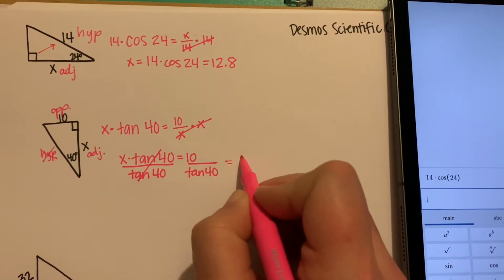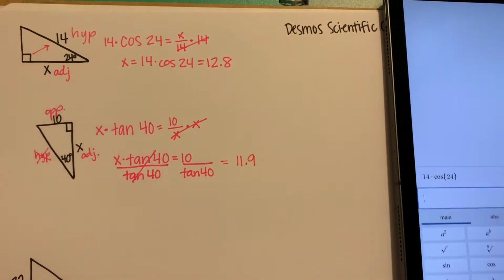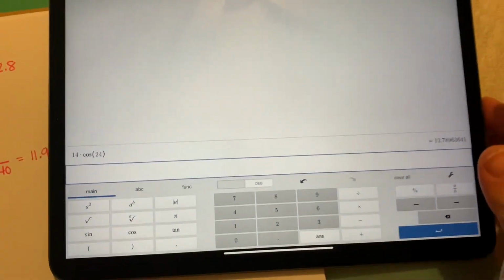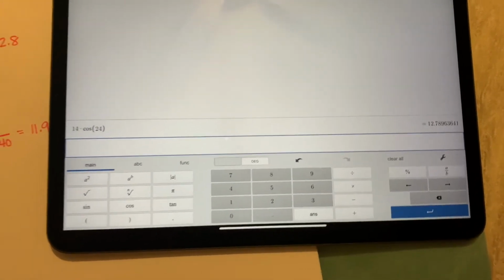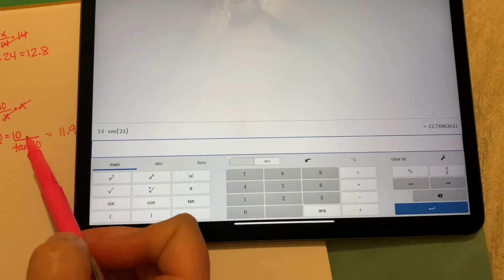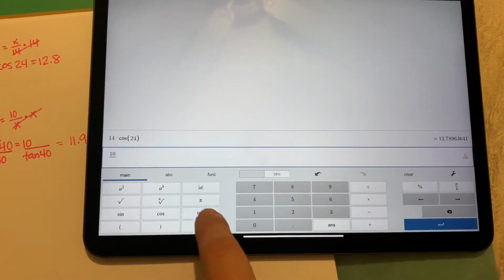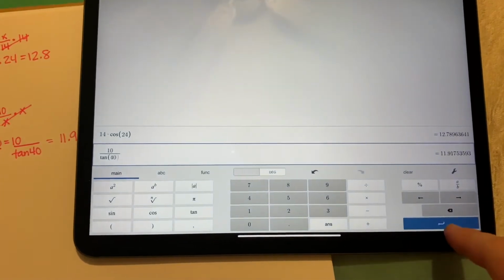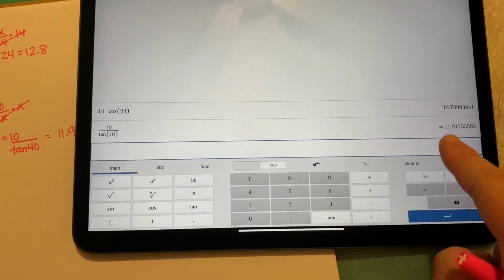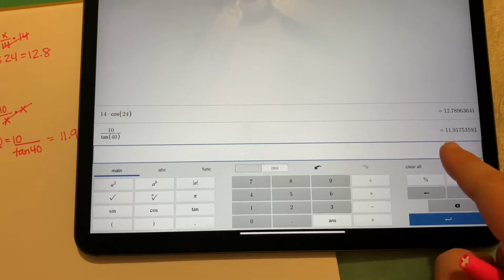So this is my answer here, 11.9. If you are doing it on the Desmos calculator, same thing. The same way I entered it before: 10 divided by tan 40. Enter. Same answer over here, 11.9.